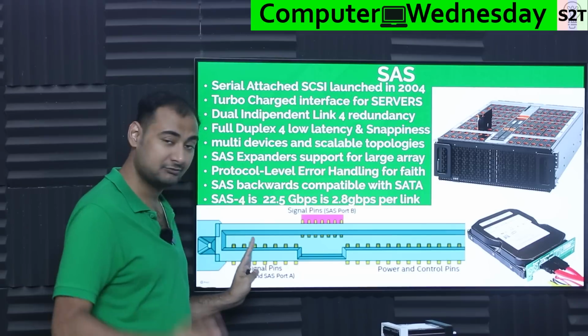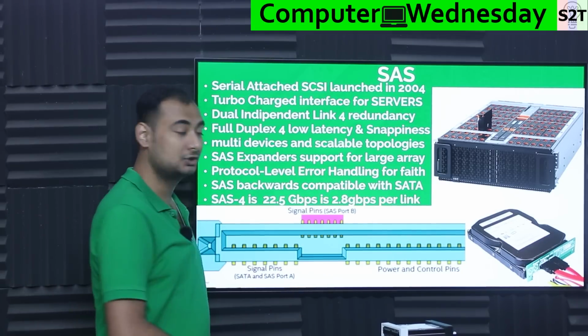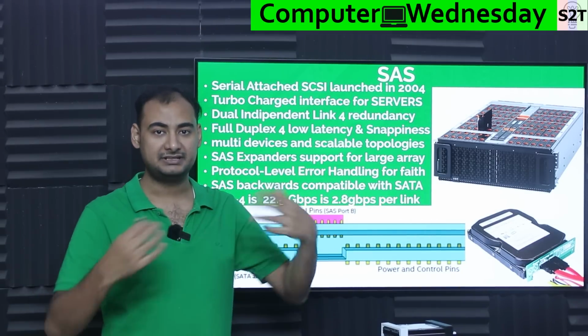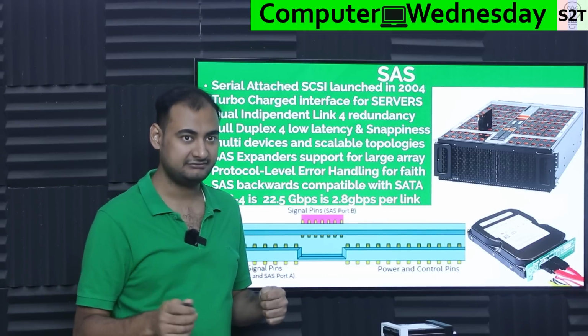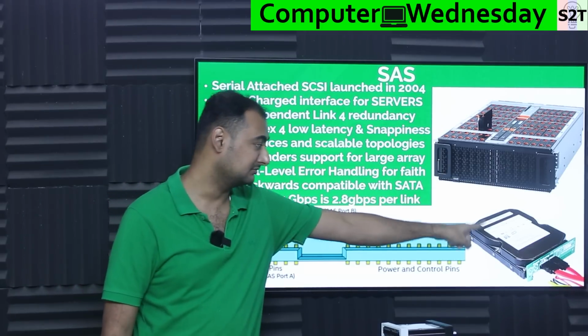Okay, we put it here. But what if we control C, control V it and put another pair? This is SATA port B. So if you ever wanted to read data from a SAS hard drive, you can do it by two physically independent paths from the same hard drive.